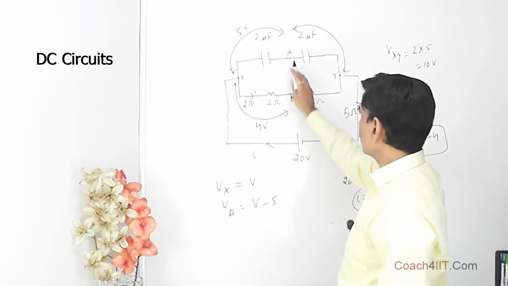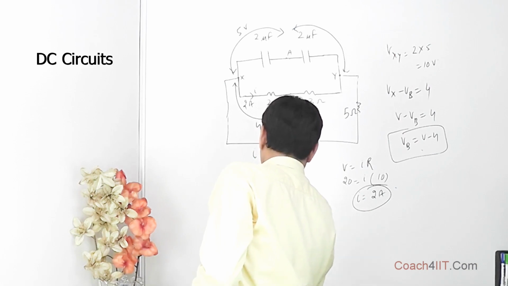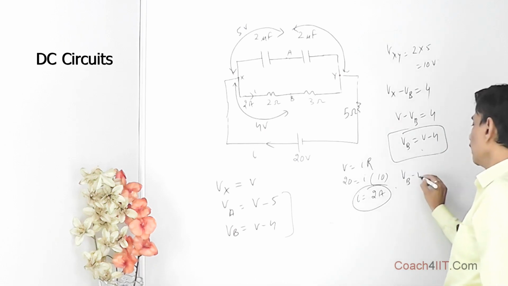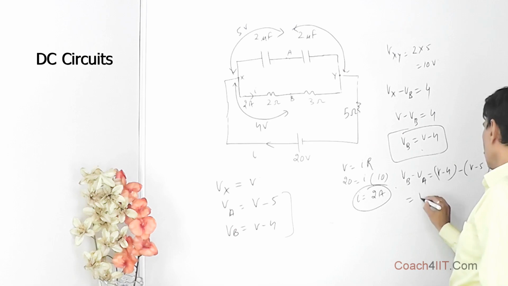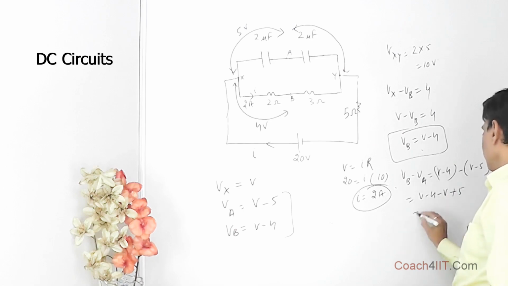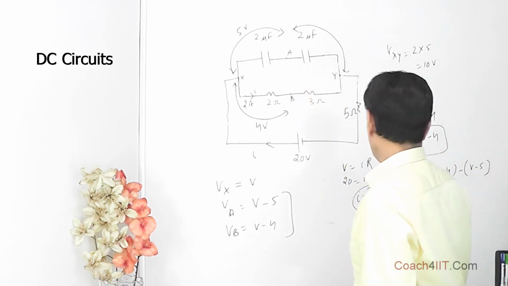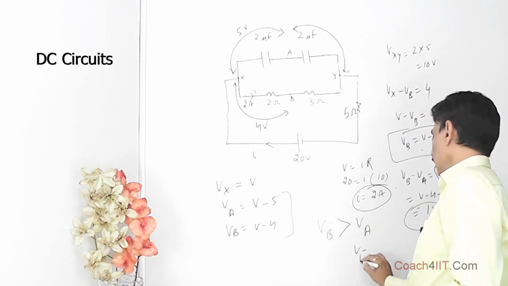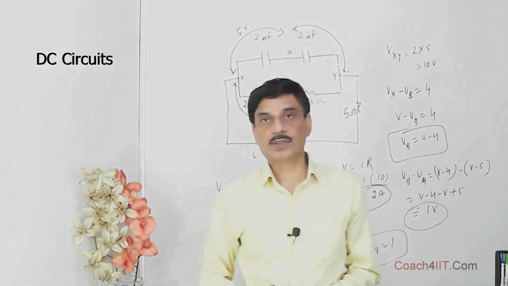Va is V minus 5, Vb is V minus 4. If you look at this, certainly Vb is greater than Va. So Vb minus Va, the potential difference between the two, is (V minus 4) minus (V minus 5), which is V minus 4 minus V plus 5, and that is going to be 1 volt. So the potential difference between this and this is 1 volt, and Vb is greater than Va, and Vb minus Va is 1 volt. The potential difference between these 2 points is going to be 1 volt.